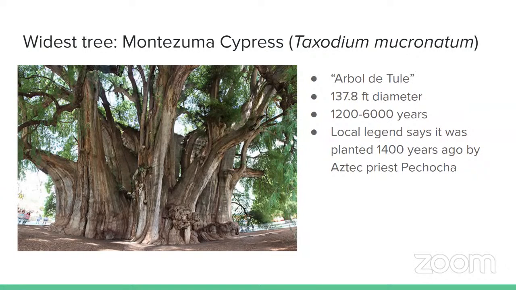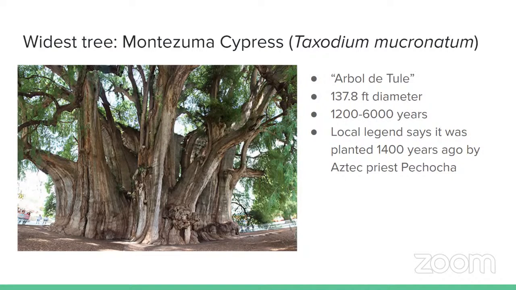But there are a lot of ways you can measure how big something is, right? So Hyperion is really tall, so that's one way something can be big, but we could also think about the widest tree. So widest in diameter. They used to think looking at this tree, which is called the Arbre du Tule, that's its name, it's a Montezuma cypress, was a bunch of trees that grew together, because that does happen in plants where you have several trunks that fuse as they grow.